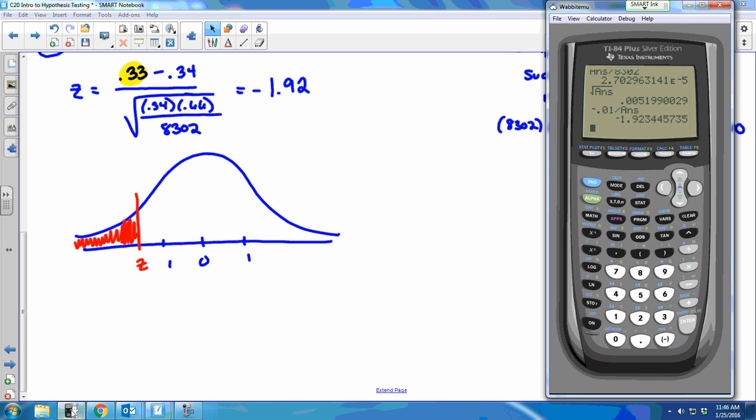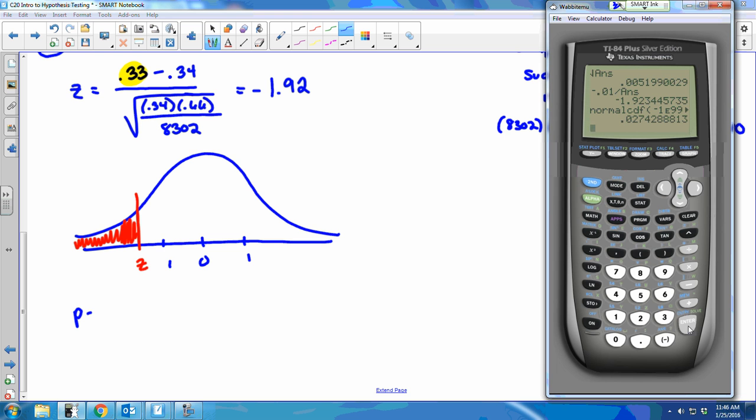Normal CDF. So normal CDF, we go from negative infinity to negative 1.92, and we'll leave the mean and standard deviation alone. We've got a z-score, so everything is standardized, so we don't have to change anything. And so our p-value, 0.0274.